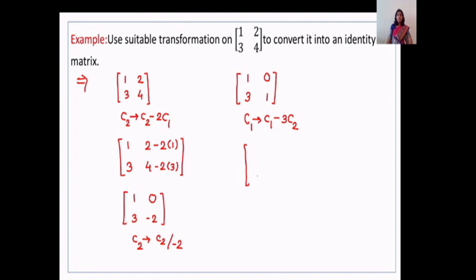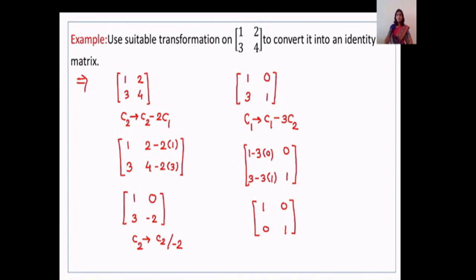Here change in C1. So we write C2 as it is, that is 0 and 1. So what is C1? C1 is 1 minus 3 into C2 is 0. Here C1 is 3 minus 3 into, what is C2? C2 is 1. So our last answer is 1, 0, 0 and 1. So using column transformation we convert this into this identity matrix.